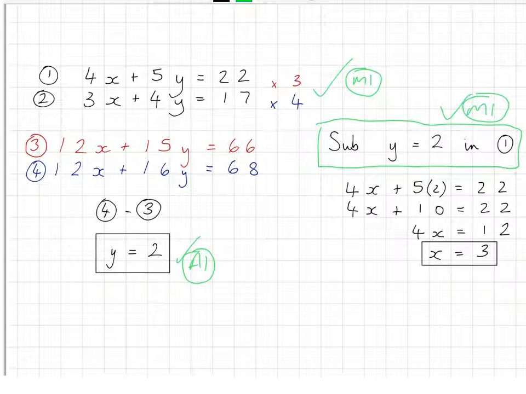And then finally your fourth mark comes from completing this correctly. So subbing the 2 in here has gone in place of the y, so that became 10, taking the 10 over it became minus 10, 4x equals 12, divide by 4 both sides, and you get x is equal to 3, and that gives you your final mark.